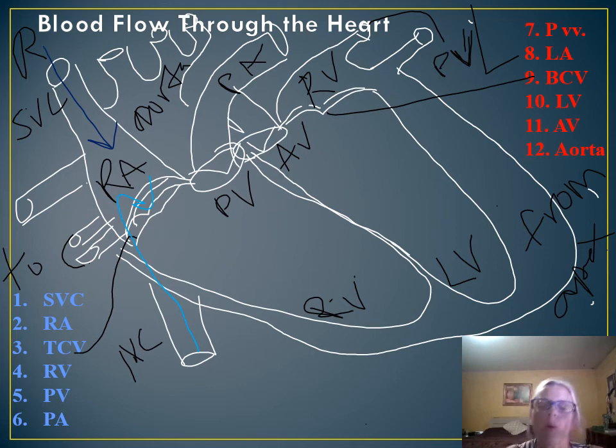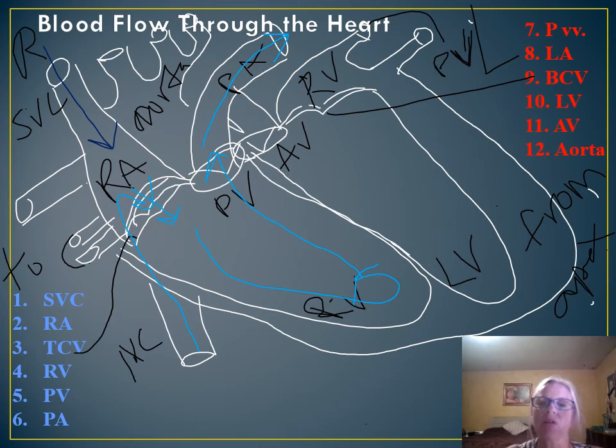It is then going to go into the right atrium, and so once it's into the right atrium, it will flow through the tricuspid valve into the right ventricle. It will go from the right ventricle to the pulmonary valve, through the pulmonary valve to the pulmonary arteries. All right, so this is deoxygenated blood, and that will go on out to the lungs.